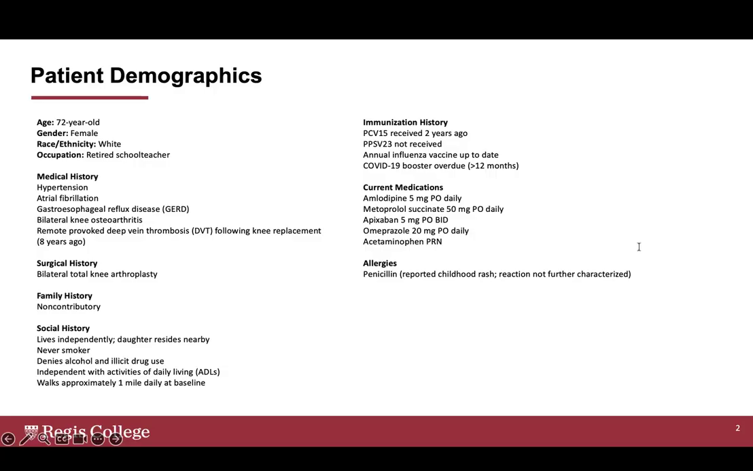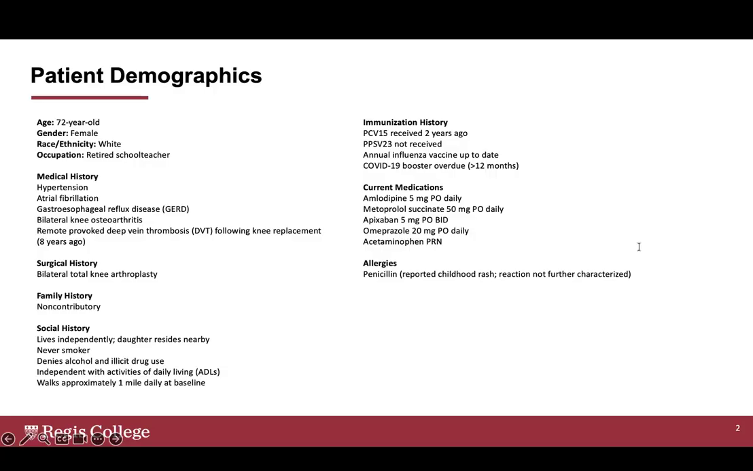Socially, she lives independently with strong family support from her daughter who lives nearby. She's never smoked and denies alcohol or drug use, making chronic obstructive pulmonary disease less likely, while still recognizing that older adults remain at increased risk for community-acquired pneumonia regardless of their smoking history.